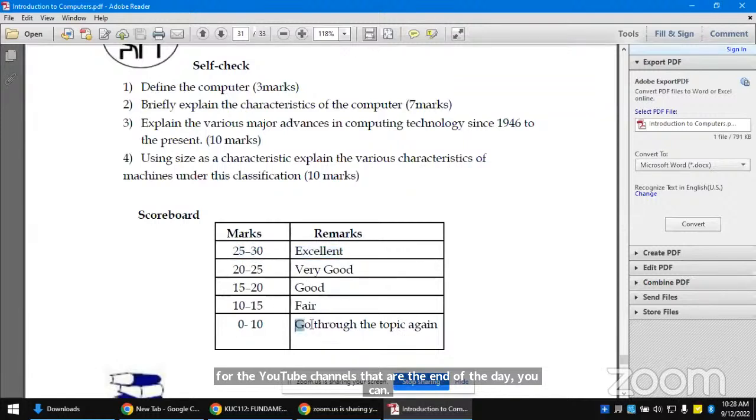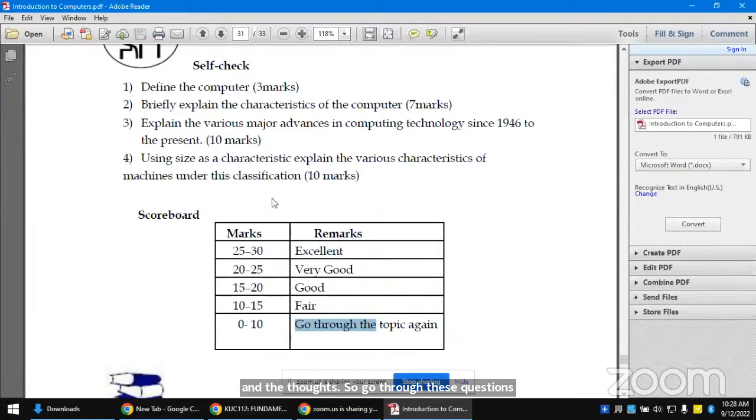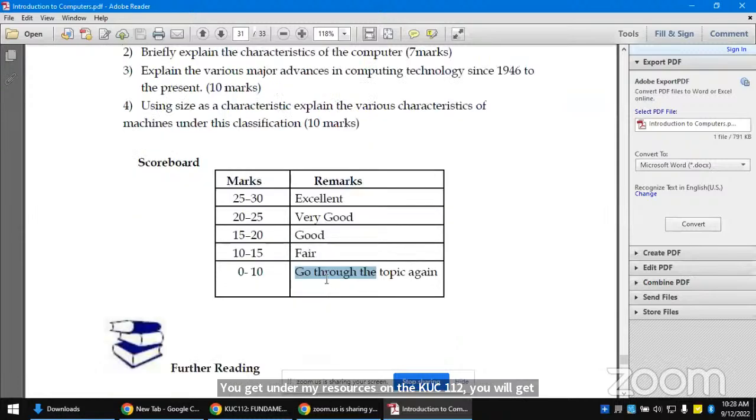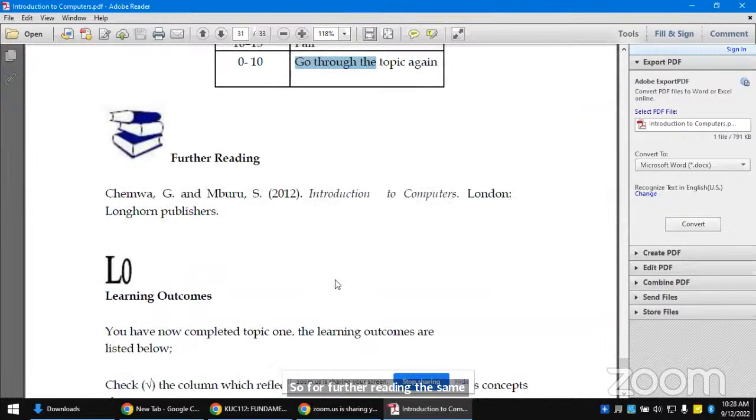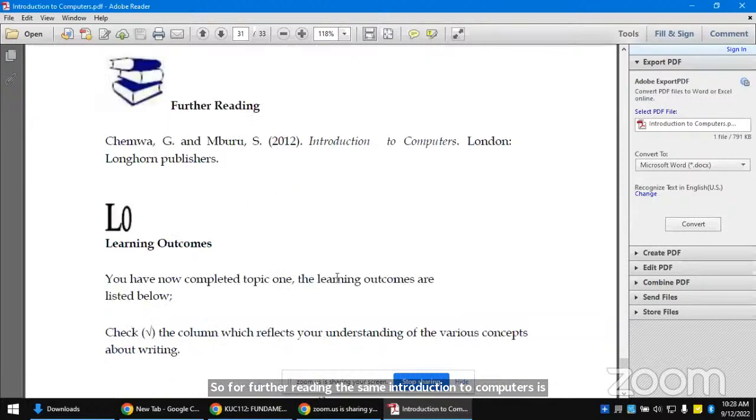So go through these questions. If you can't answer them, then go back and read first. Go back through the topic again. Then listen to the videos we've gone through today from your LMS system. How do you get these notes? These notes, you go to the LMS under resources. Under KUC112, you will get these past lecture notes. So for further reading, the same introduction to computers is one of the books that can help you in that part.